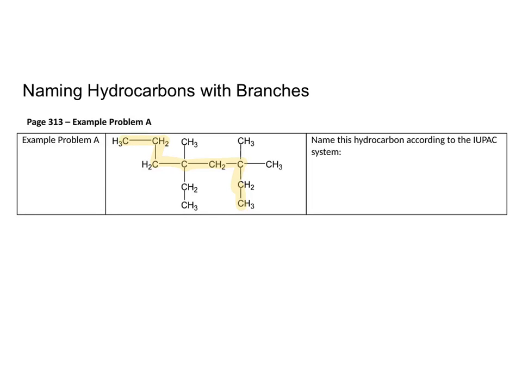The chain does not necessarily have to be straight, but it does have to be the longest continuous chain. In this case, I know that it's an alkane because there's all single bonds. I'm seeing some branches here: there's a branch here, there's a branch here, there's a branch here, and there's a branch here. Three of them are 1 carbon long, so they're methyl branches, and then I have a 2 carbon long branch, and that's an ethyl branch.